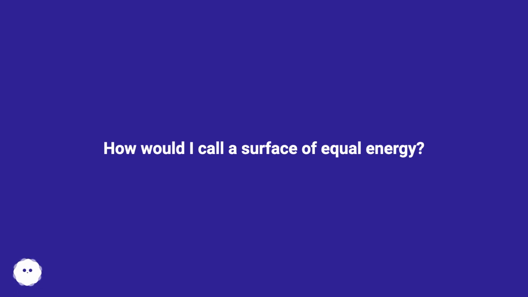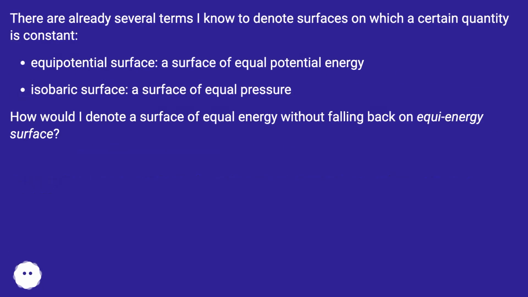How would I call a surface of equal energy? There are already several terms I know to denote surfaces on which a certain quantity is constant. Equipotential surface, a surface of equal potential energy. Isobaric surface, a surface of equal pressure. How would I denote a surface of equal energy without falling back on equi-energy surface?